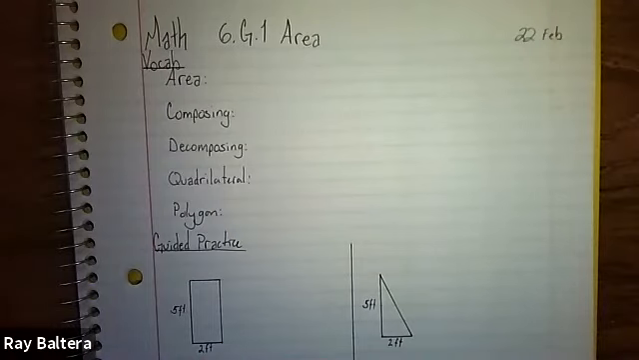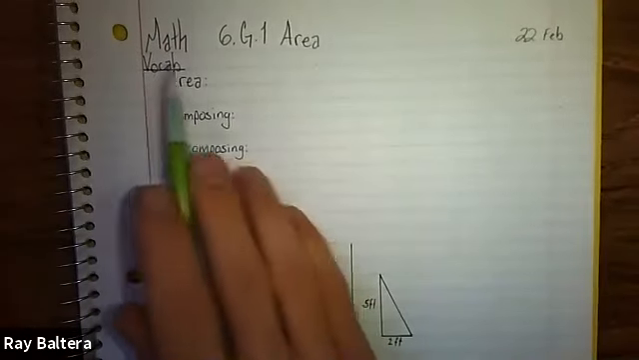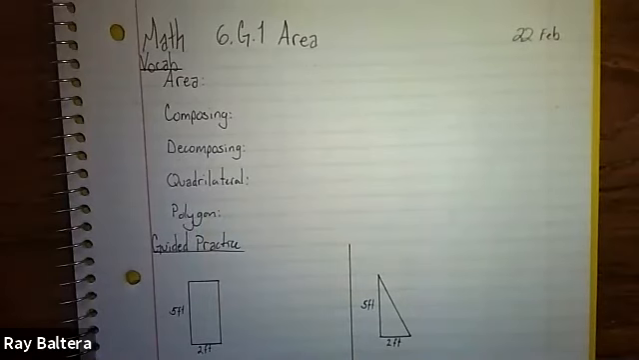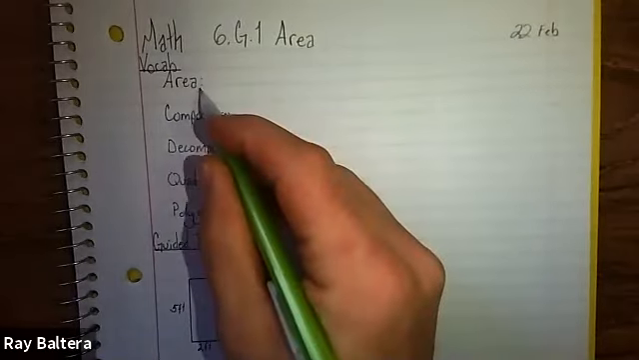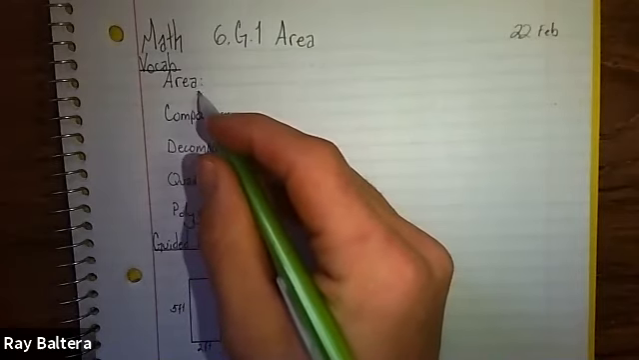So we have a couple vocab terms. I have area, composing, decomposing, quadrilateral, and polygon. Lot of vocab terms today. Our first term here is area. Area is a measure of the size of a two-dimensional or flat shape.